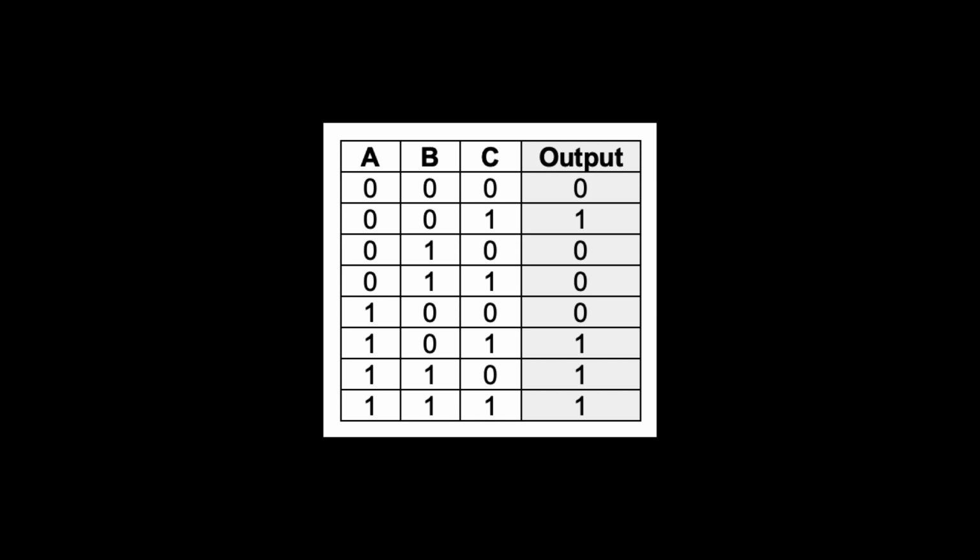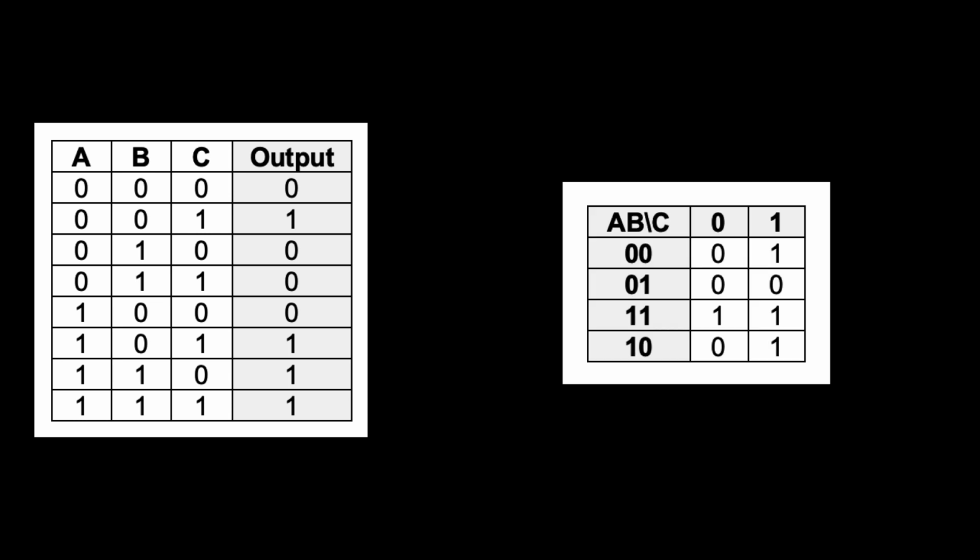Remember that Karnaugh maps are two-dimensional. So, how do we create a two-dimensional map when we have three inputs? Well, one of the dimensions needs to represent more than one input. Here's what this Karnaugh map should look like. Each row represents a combination of A and B inputs, and each column represents the C input.